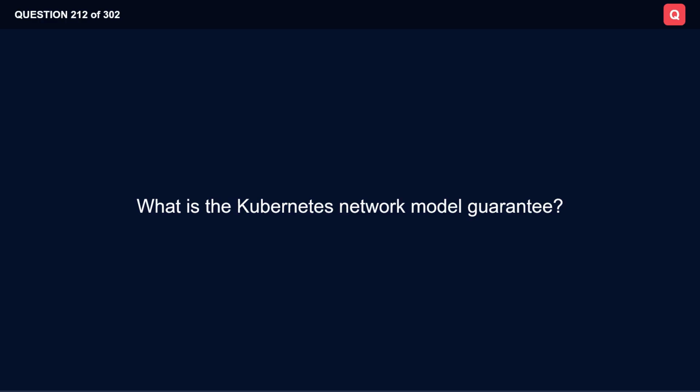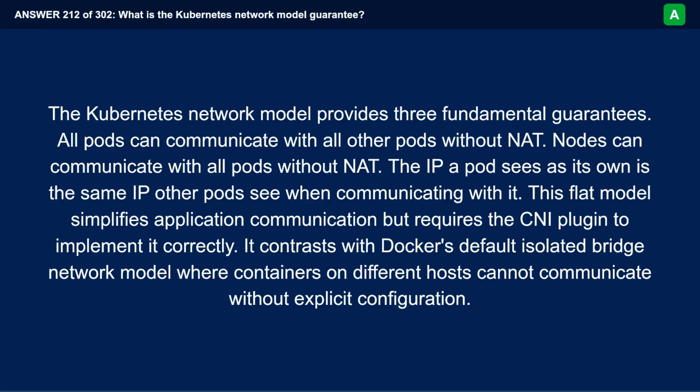What is the Kubernetes network model guarantee? The Kubernetes network model provides 3 fundamental guarantees. All pods can communicate with all other pods without NAT. Nodes can communicate with all pods without NAT. The IP a pod sees as its own is the same IP other pods see when communicating with it. This flat model simplifies application communication, but requires the CNI plugin to implement it correctly. It contrasts with Docker's default isolated bridge network model, where containers on different hosts cannot communicate without explicit configuration.